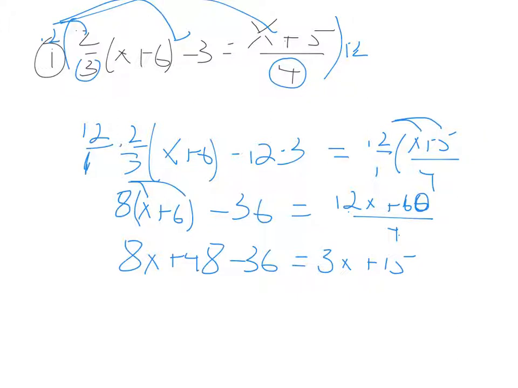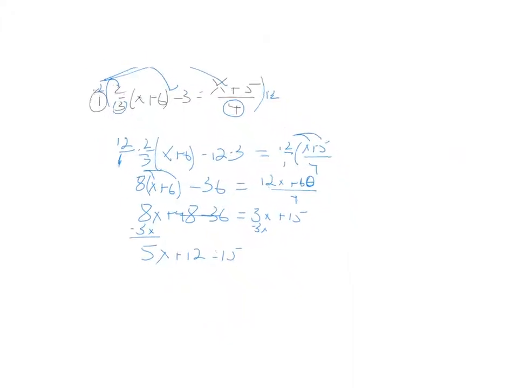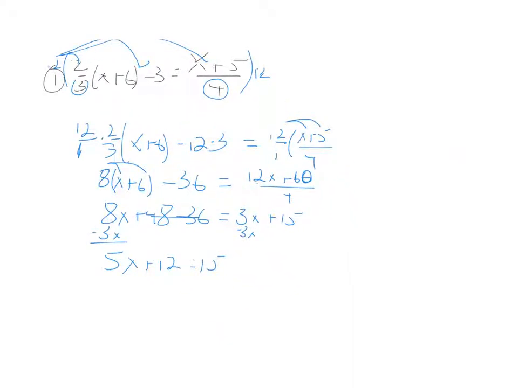Okay. I'm going to bring all my x's onto one side, so I'm going to subtract 3x from both sides. We end up with 5x on the left in this case. 48 minus 36 is going to be 12, and we still have 15 on this side. If I subtract 12 from both sides, we get 5x is equal to 3, or x is equal to 3/5.